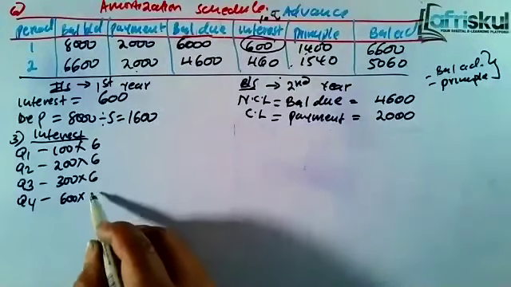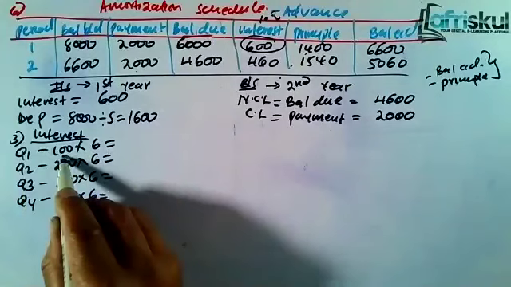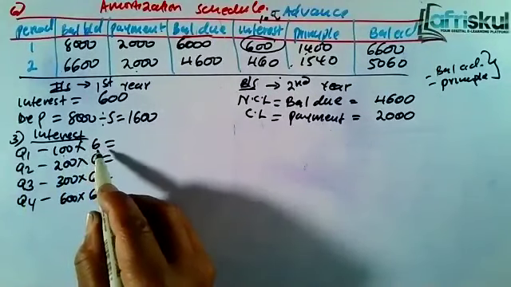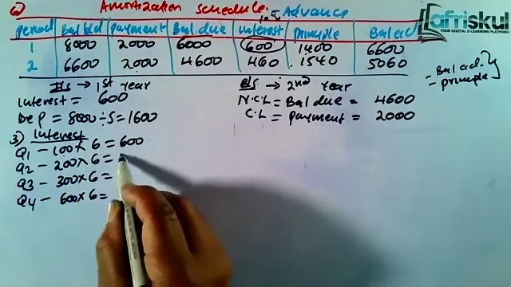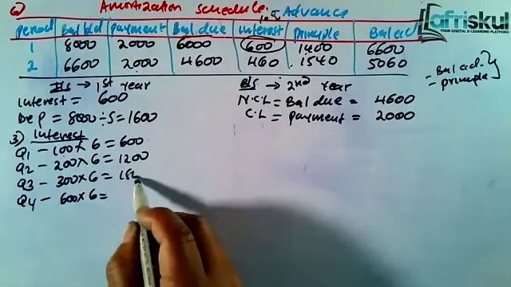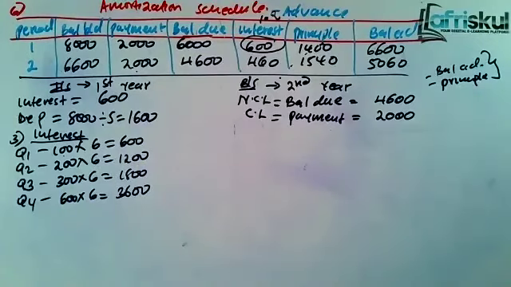We want to determine the interest income there. First quarter, we have 100, and each unit gives us an interest of 6K. So that means we had 600. This one is 1,200, 1,800, and 3,600.